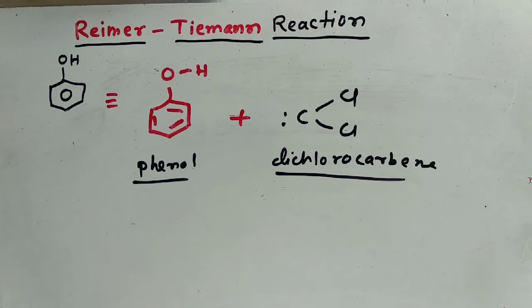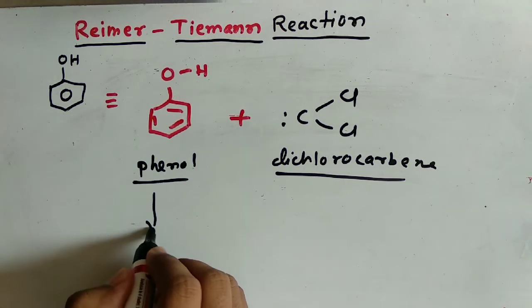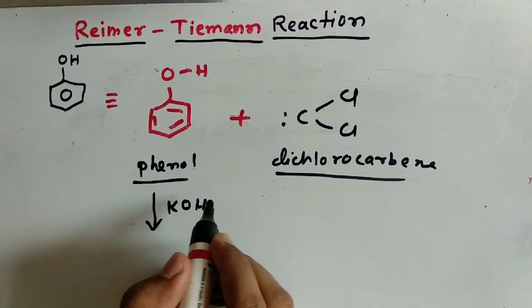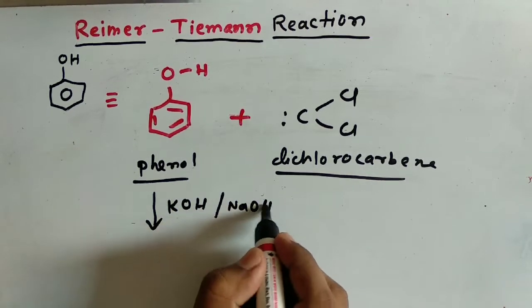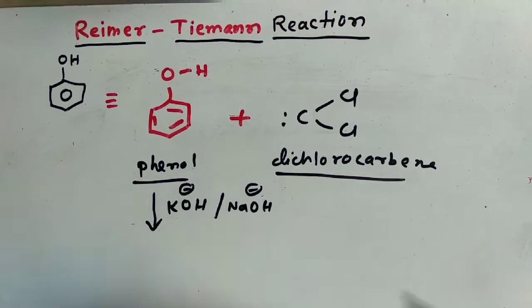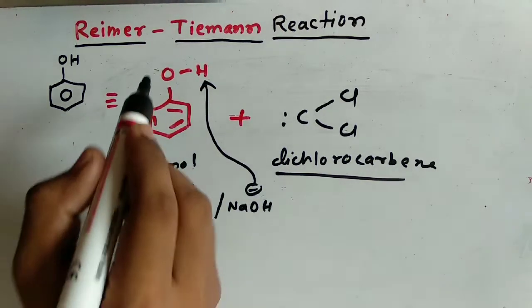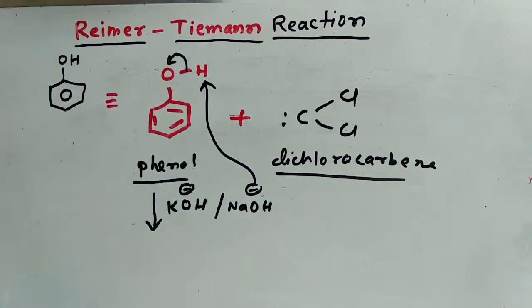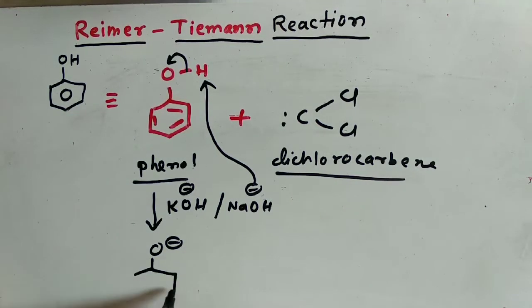So first, phenol reacts with KOH or NaOH. NaOH is the source of OH minus. These OH minus will take this proton and one negative charge will be formed on that oxygen atom. So the product will be like this. This is resonance stabilized again.